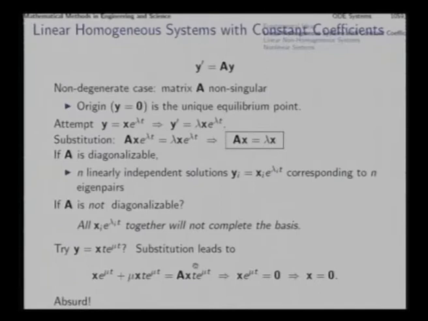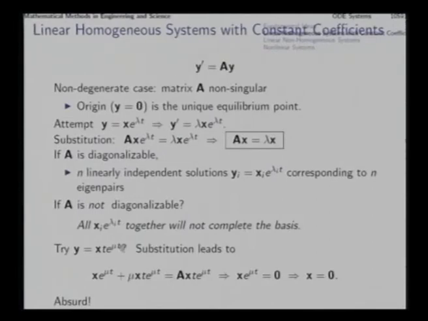Now, since x is an eigenvector of this matrix A corresponding to eigenvalue mu, A x is equal to mu x. So, this term completely balances this term, which will mean that x into e to the power mu t is 0. But since e to the power mu t will not be 0 in general for all time, this will mean that x equal to 0, which is absurd, because x is an eigenvector, and a zero eigenvector will make no sense. An eigenvector is necessarily a non-zero vector. So, trying this kind of a solution will not help. Here we need to try something else.